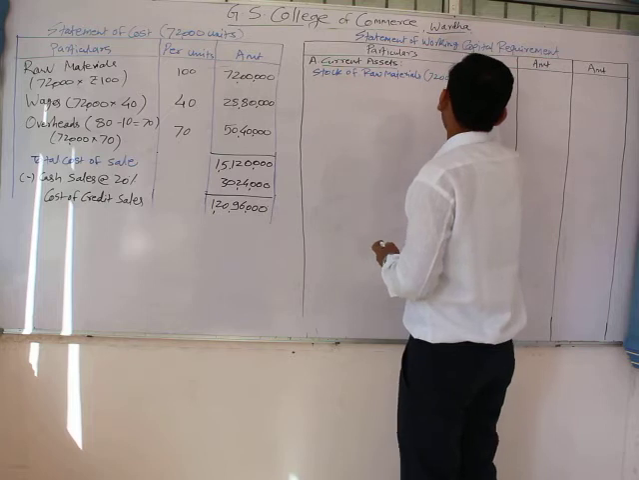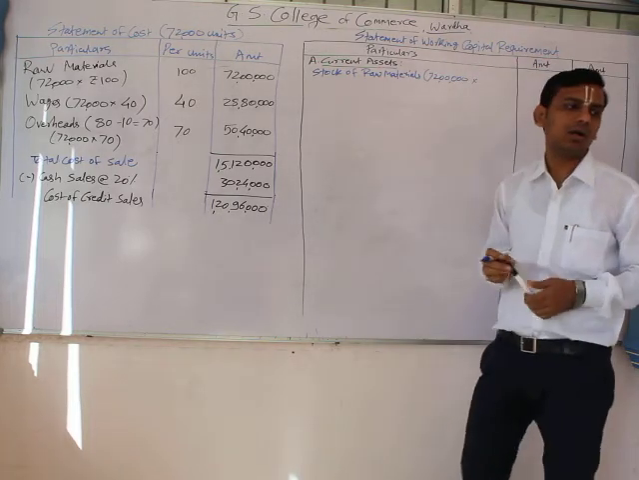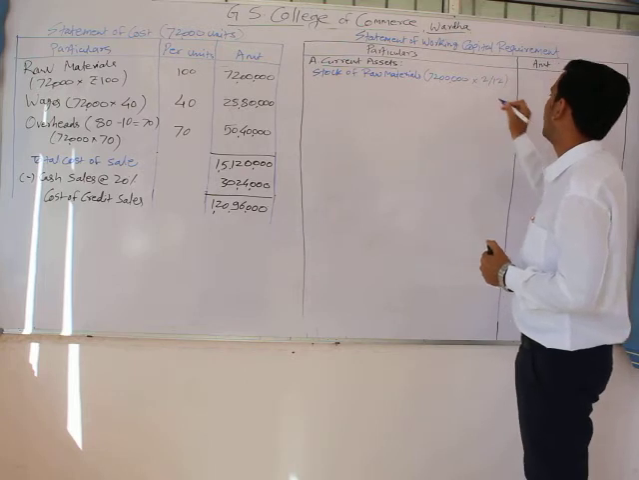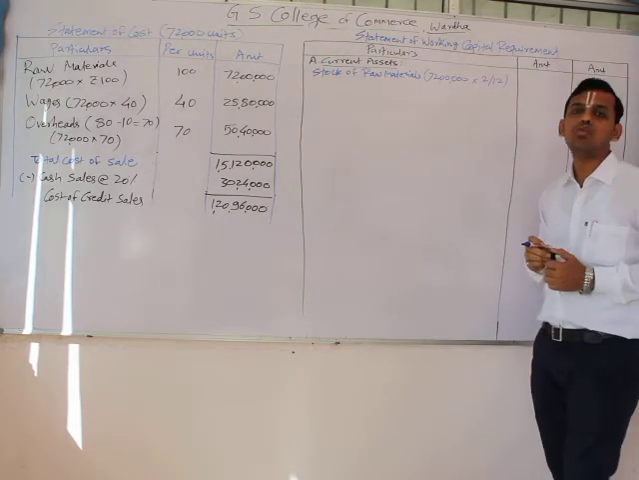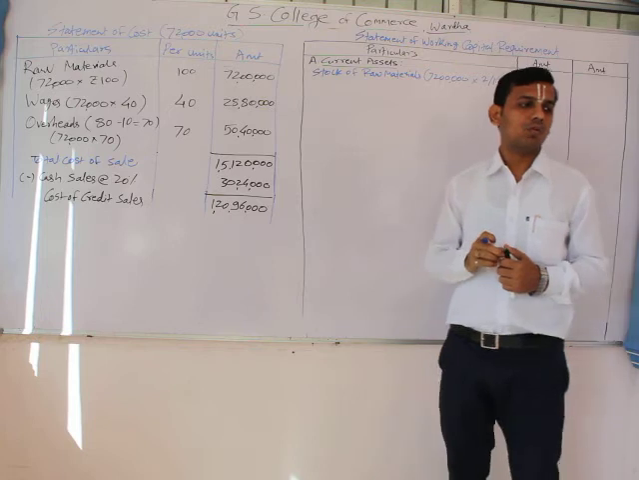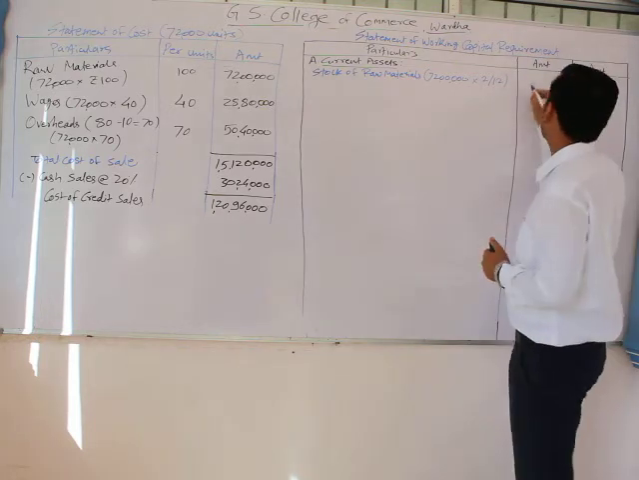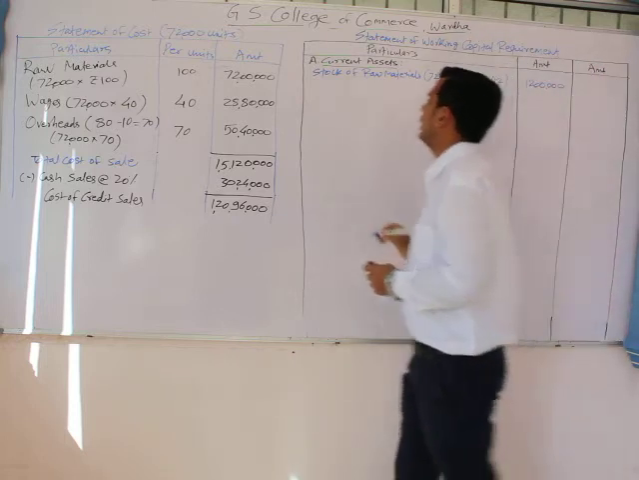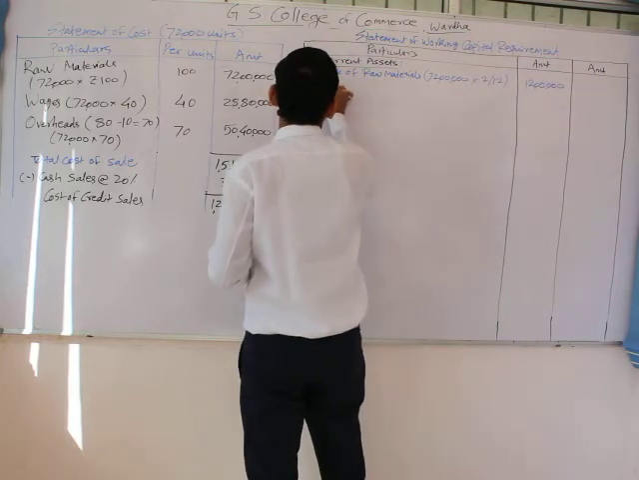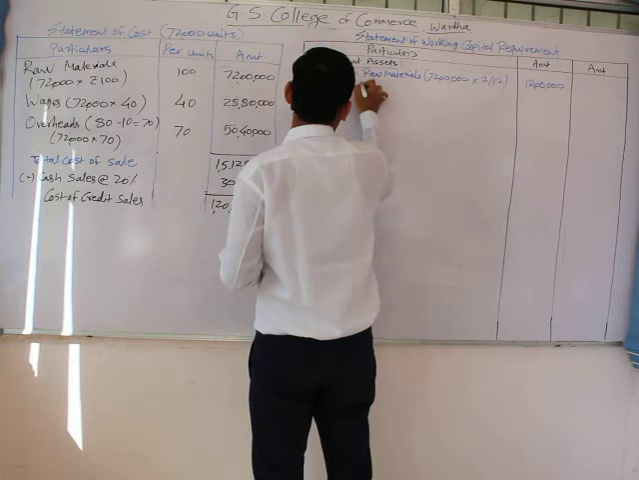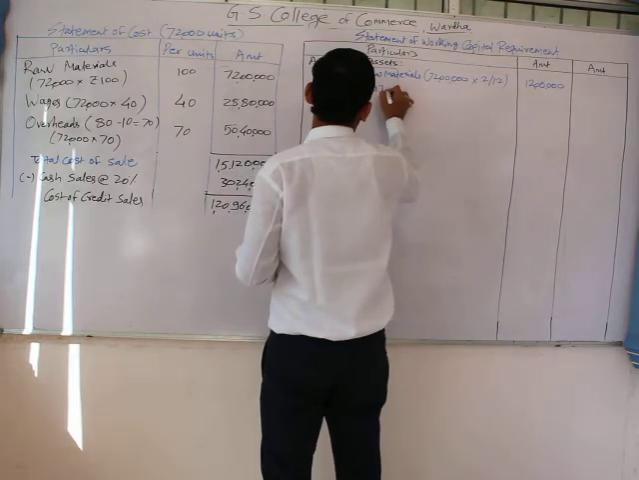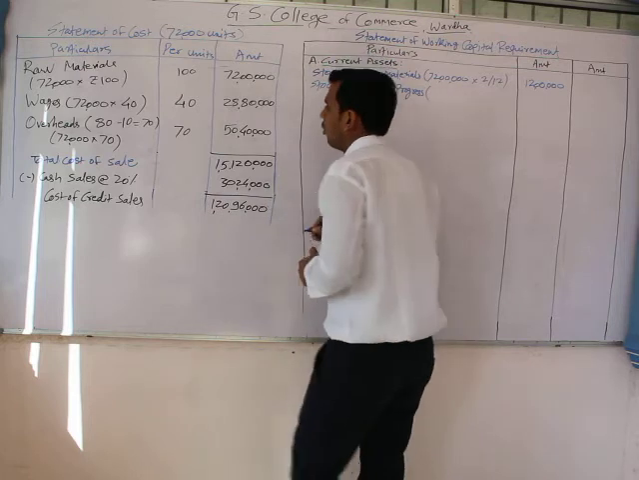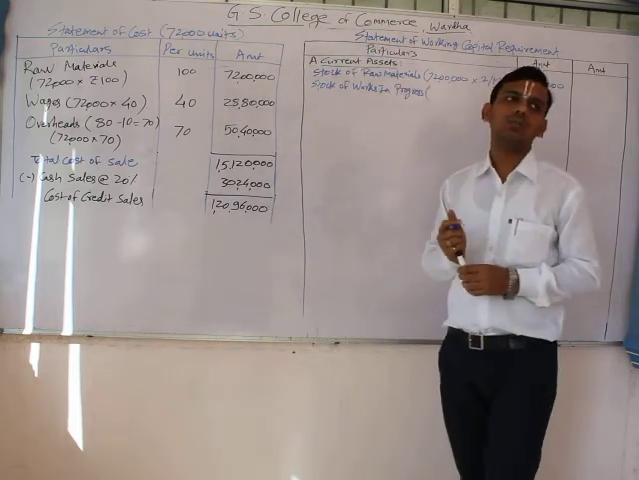Again, information related to the stock of working capital requirement is given in the question, that is for 2 months, 2 by 12. 72 lakh into 2 divided by 12 would be equal to 12 lakh. Secondly, it would be stock of works in progress.